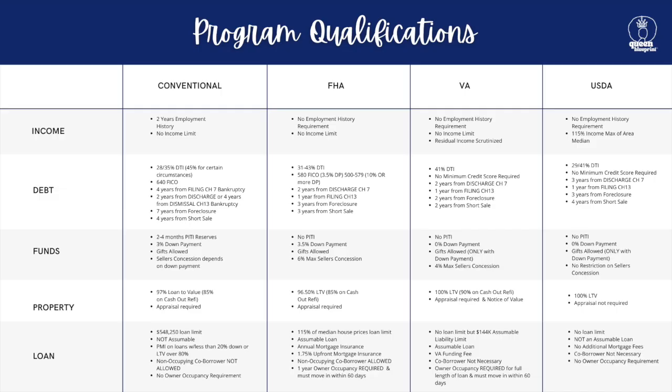This loan, unfortunately, is not assumable, so you cannot assume this loan. There are no additional mortgage fees, so no PMI, AMI, funding fee, none of that fancy stuff. A co-borrower is obviously not necessary because they're going to approve you irregardless. And there is no owner occupancy requirement. I'm going to repeat that. There is no owner occupancy requirement. You don't have to live there.